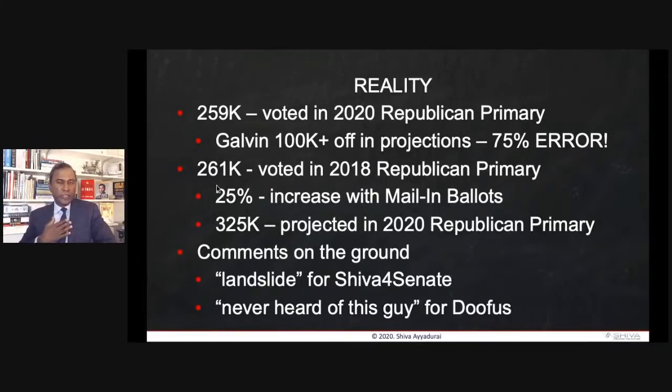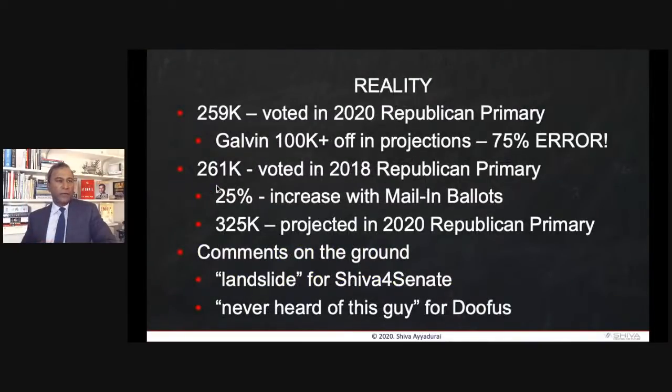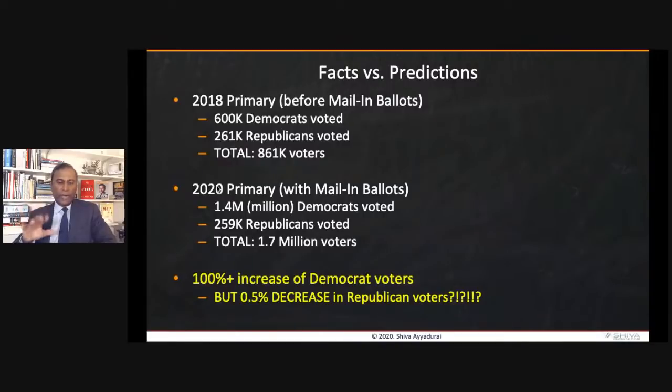Per our projections, mail-in ballots were always increasing votes by 25%. There should have been a minimum of 325,000 people. So here's this fellow Galvin predicting nearly 170,000 less than what you should have. And his numbers are way off, that you actually get more than what he predicted, but less than 2018. Meanwhile, on the ground, we're hearing Shiva is going to win on a landslide, and we never heard of Doofus consistently. So facts versus predictions.